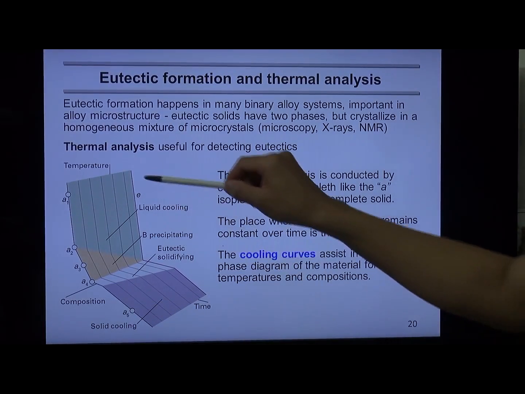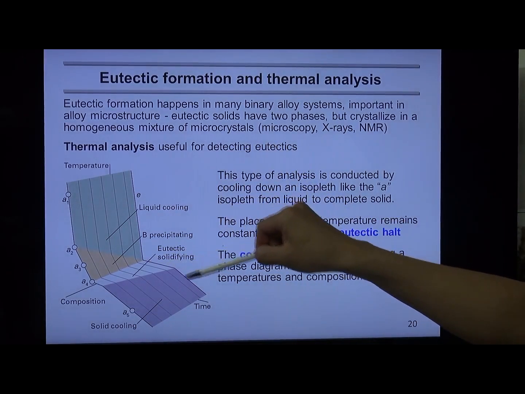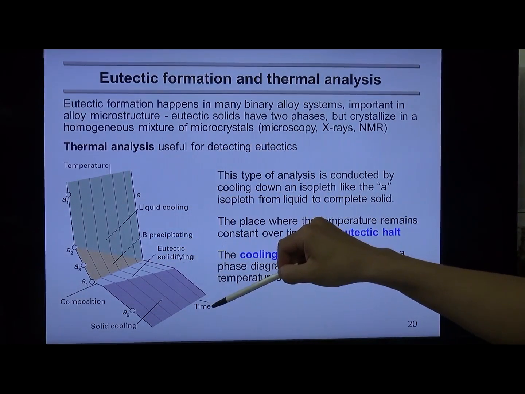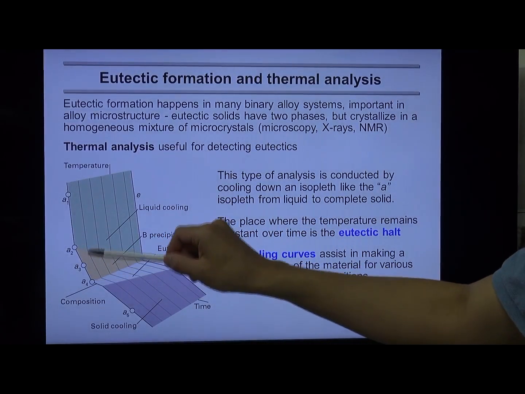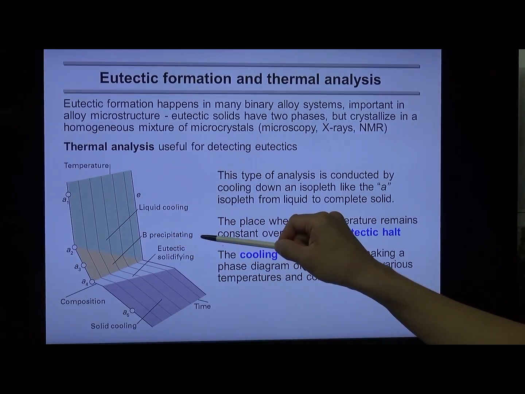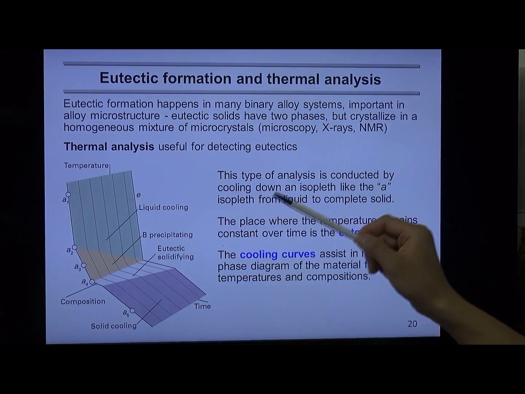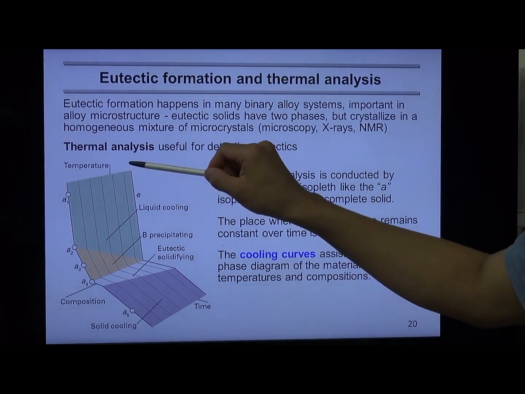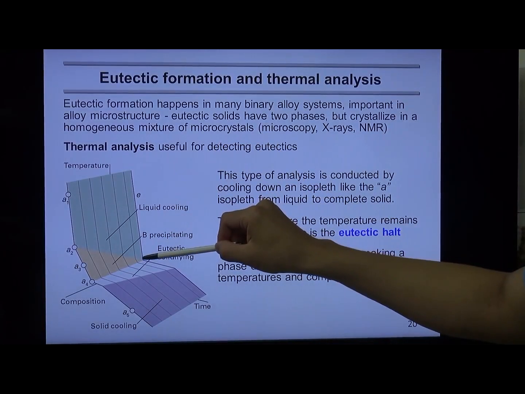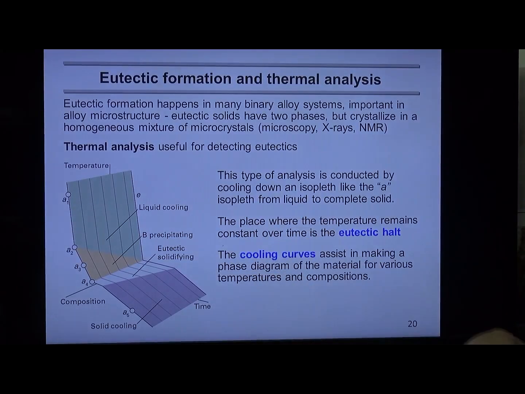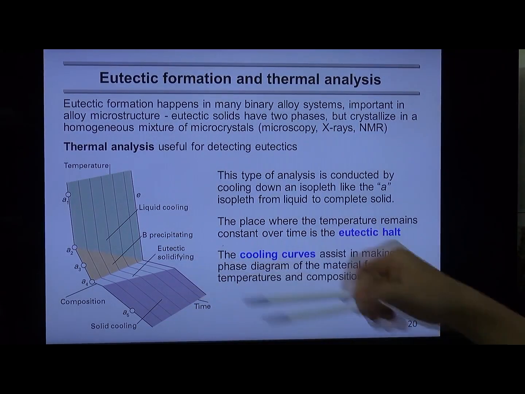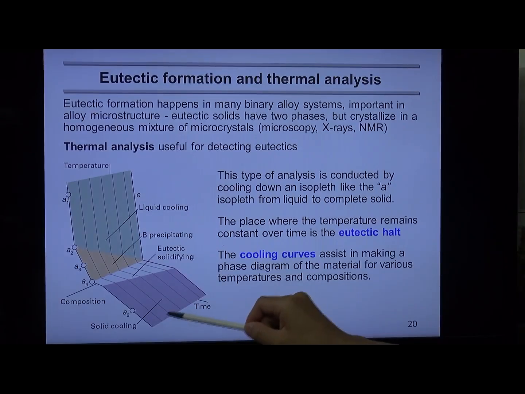And especially at the eutectic composition here, we do not experience this kind of precipitation, this kind of exothermic reaction. So we can have a decrease in temperature and solidification, freezing at the eutectic composition. So by doing this kind of thermal analysis at different compositions, we can determine which composition is the eutectic composition, okay?